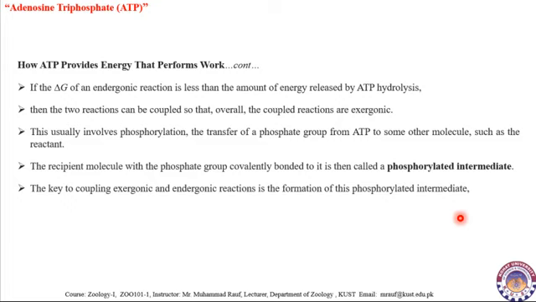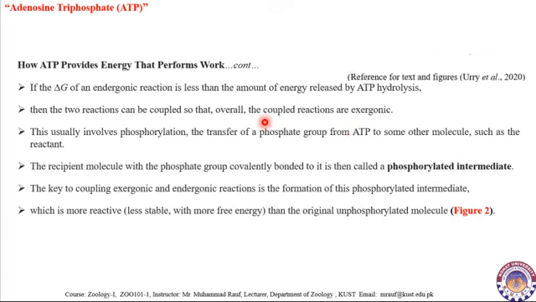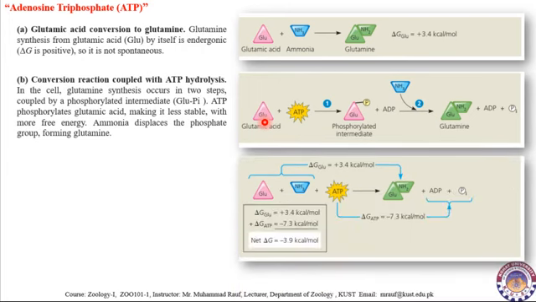Now just go back to that first sentence. If the delta G of an endergonic reaction is less, so in that case the delta G was 3.4, and the energy liberated by ATP was 7.3. So then the two reactions are coupled, as you saw here. The energy required was 3.4, the energy supplied to it was 7.3. So the net delta G which is still available to perform work is 3.9.